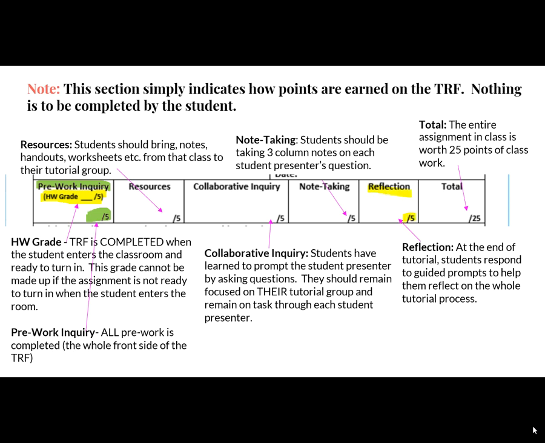Students receive 5 points for a reflection as well. And then ultimately, it totals 25 points. So even if students miss that homework grade, they want to make sure that they complete all these other areas so that they receive the full credit for the day's work.